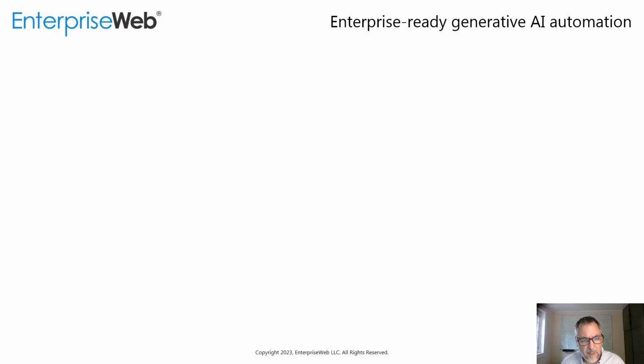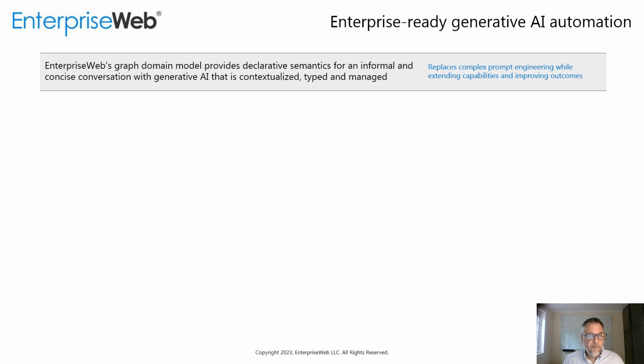Great. Great job, Bill. Thank you so much. So what I want to do now is recap. I think hopefully that was clear again on its face. I want to just drive back down into some of the details that are sort of hidden behind that easy, informal conversation. So first, EnterpriseWeb's graph domain model is providing declarative semantics for an informal and concise conversation with generative AI, right? Contextualized, typed, and managed. That's non-trivial.